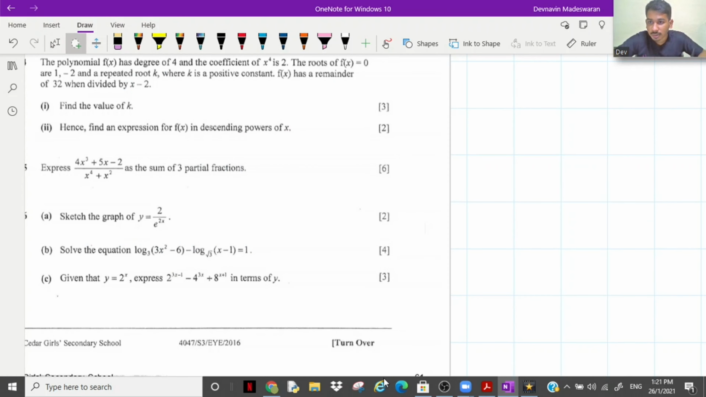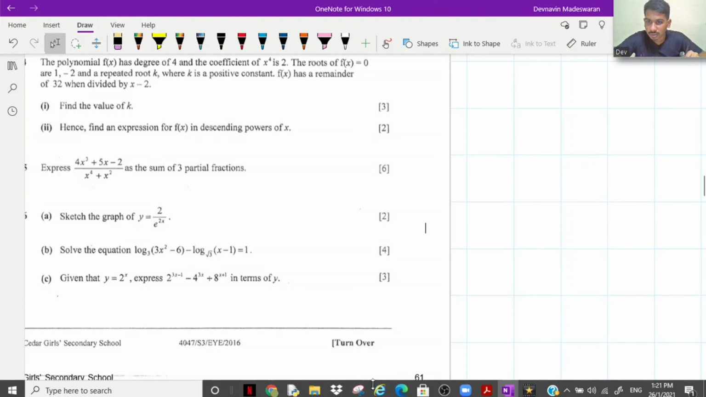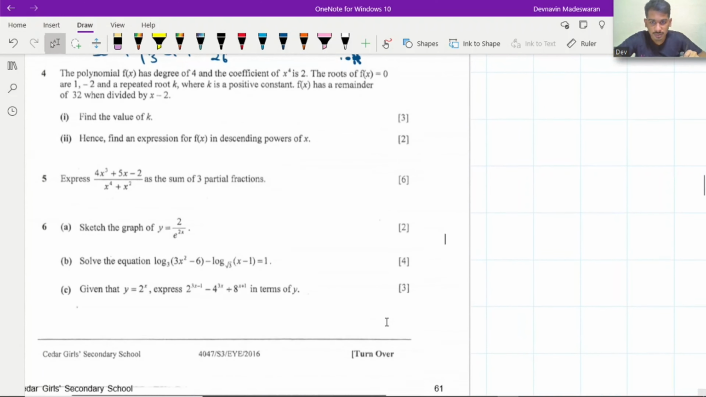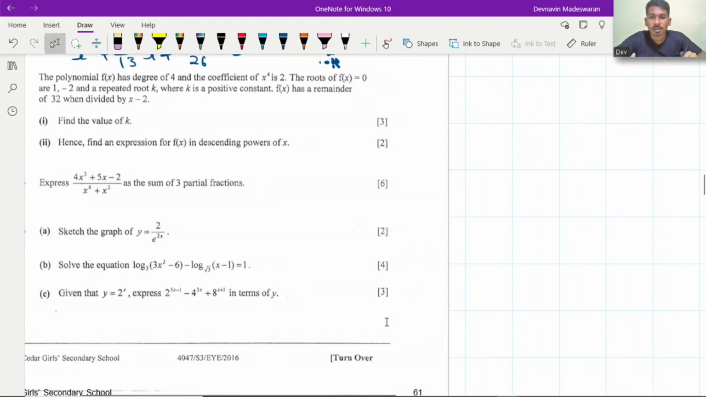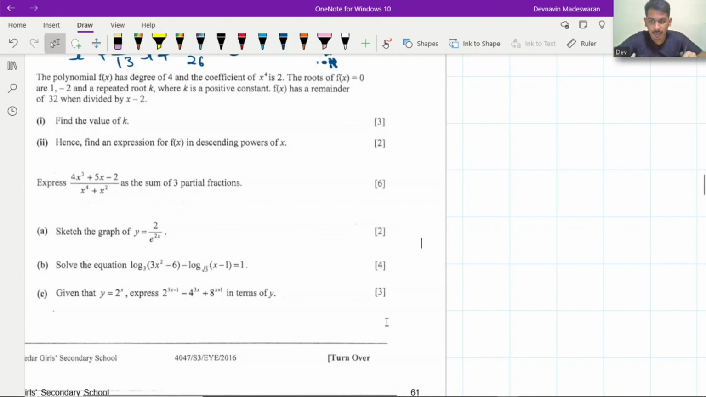Question number 4. The polynomial f(x) has a degree 4, so it's x to the power 4 somewhere, and the coefficient of x to the power 4 is 2. The roots of f(x) equal to 0 are 1, negative 2, and a repeated root k. So that's 4 roots. f(x) has a remainder of 32 when divided by x minus 2. Find the value of k. Let's try to use the first information.